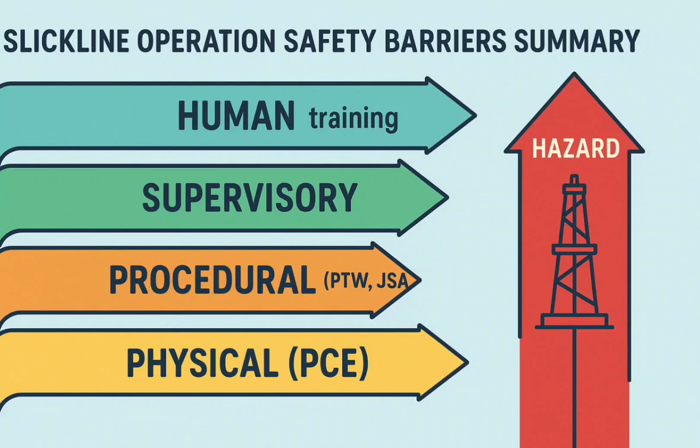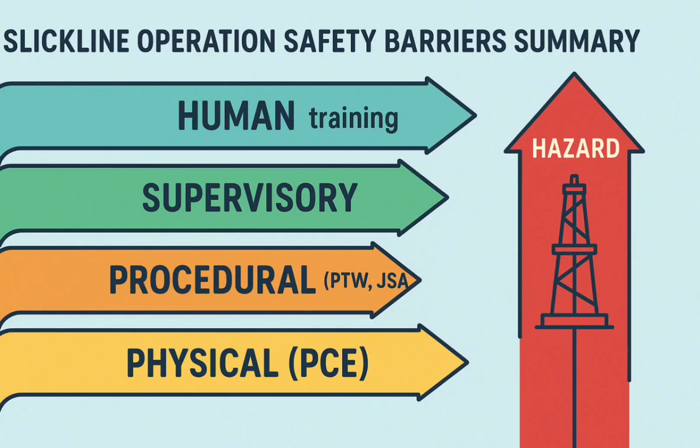Integration of all barriers. In slickline work, no single barrier is enough. Physical barriers contain pressure, procedural barriers guide safe actions, supervisory barriers ensure compliance, and human barriers adapt to the unexpected. When combined, these layers form a robust safety system, each one ready to compensate if another fails. For example, if a procedural error occurs during rig-up, the supervisor's awareness and human vigilance can catch and correct it before it leads to an incident.